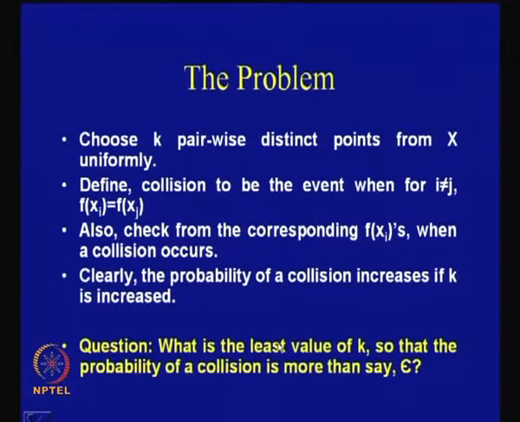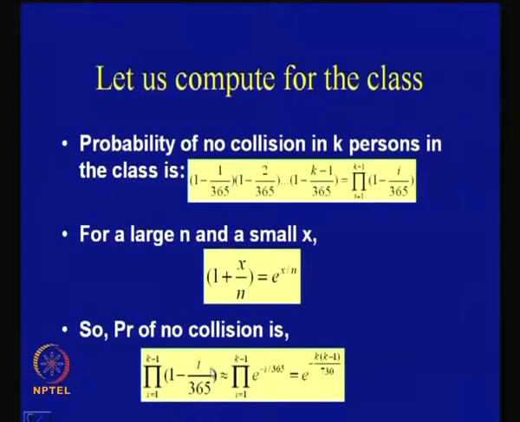But what we are interested in is finding out the least value of this k so that this collision occurs. And then we are also trying to give a lower bound of this probability, that is, the probability should be at least this much. So we would like to give an answer to this question. In terms of birthdays, we are interested in finding out the number of students which should be in that class.